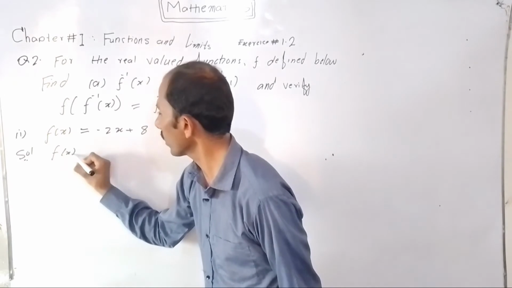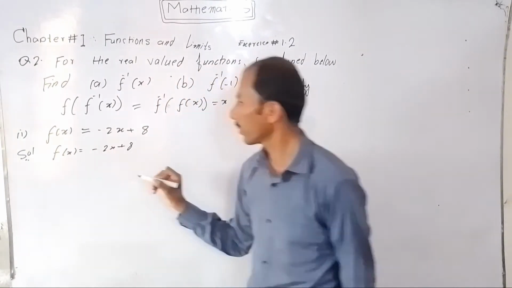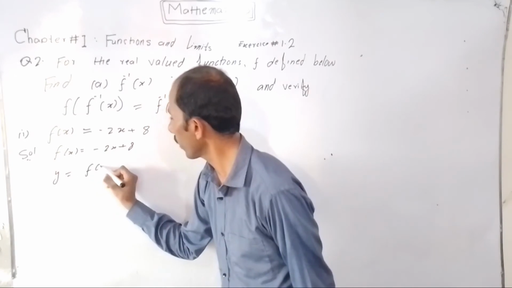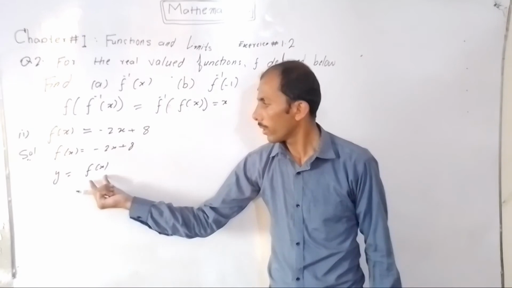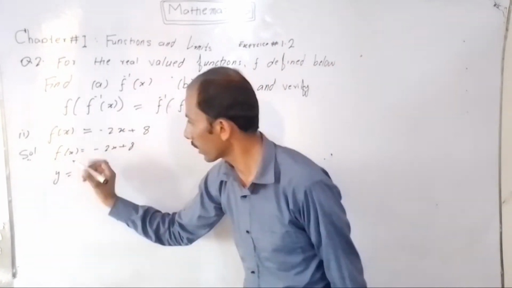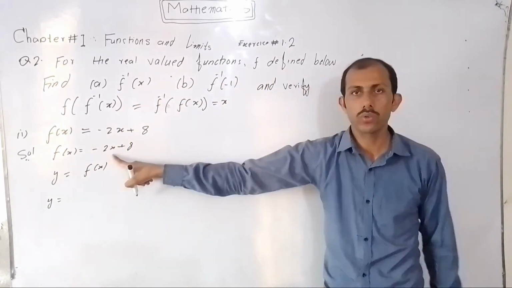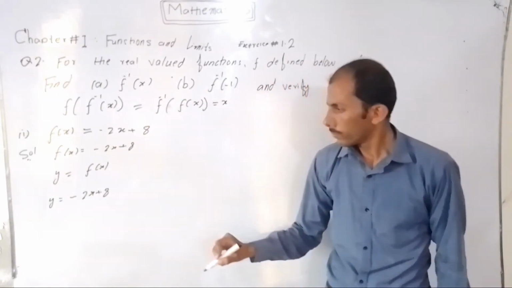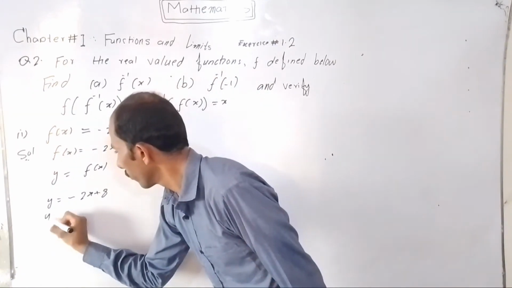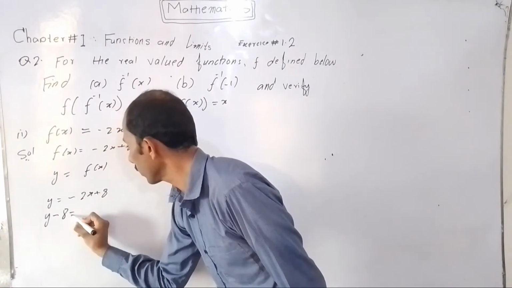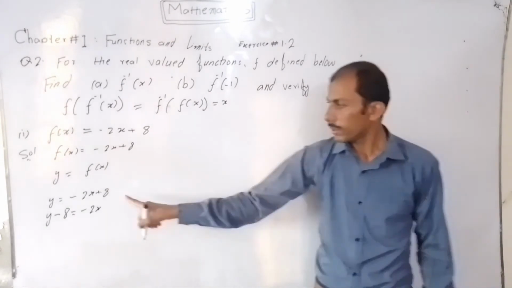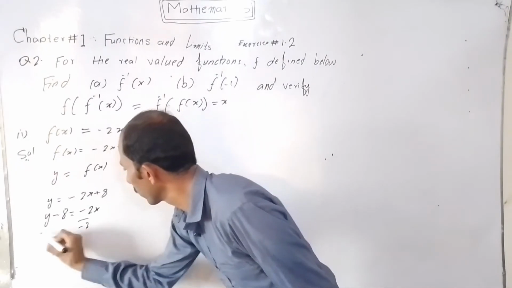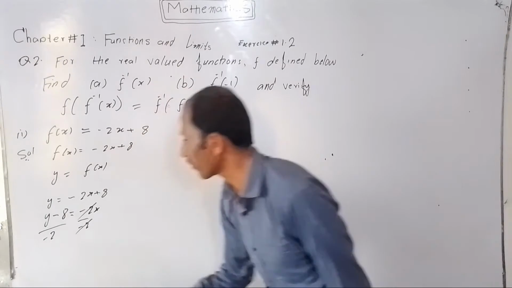First, f of x is equal to minus 2x plus 8. We take y is equal to f of x, so f of x is equal to y. It can also be written in the form y is equal to minus 2x plus 8. So y minus 8 is equal to minus 2x. 8 on the other side, sign will be negative. Dividing by minus 2 on both sides, minus 2 cancel.